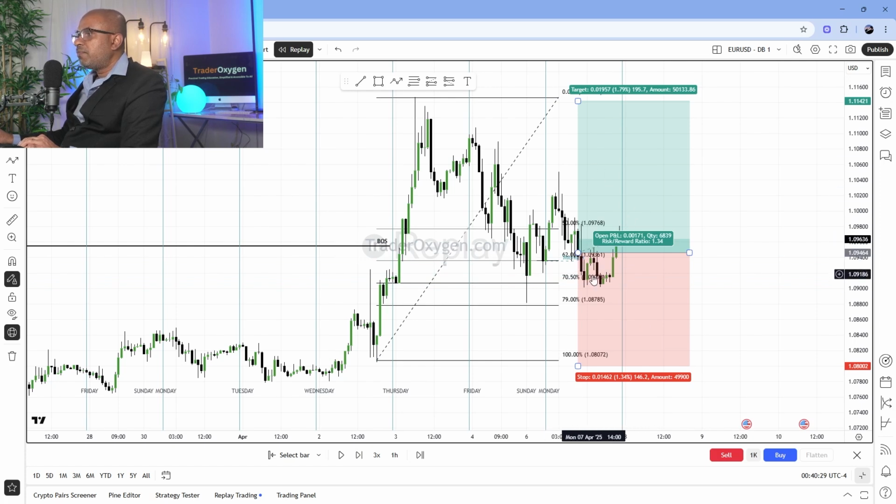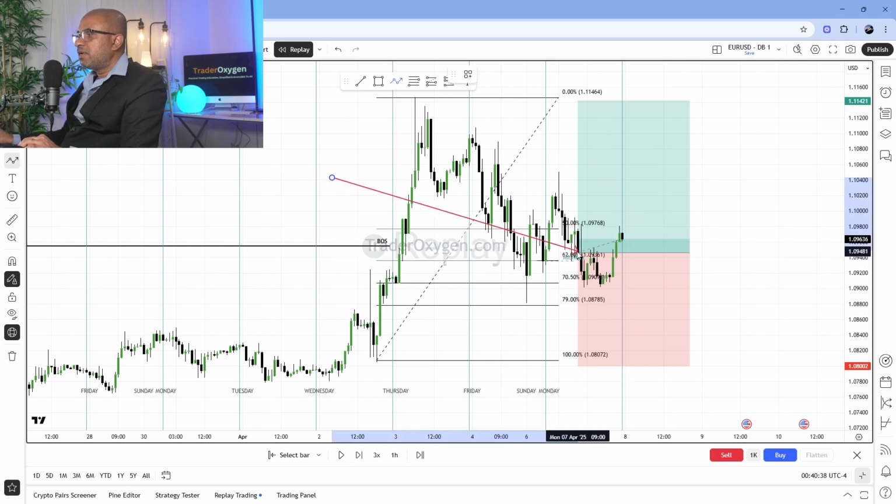So if you want to be conservative, one option is not to straight away place a buy limit order here, but to wait for the price to go down, let's say up to 70.5 or 79, and then to see if the price is coming up just like this.